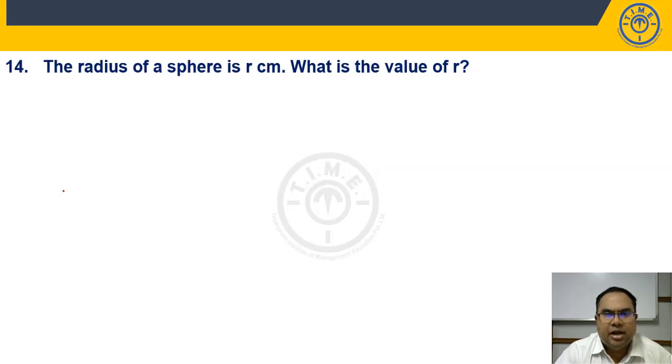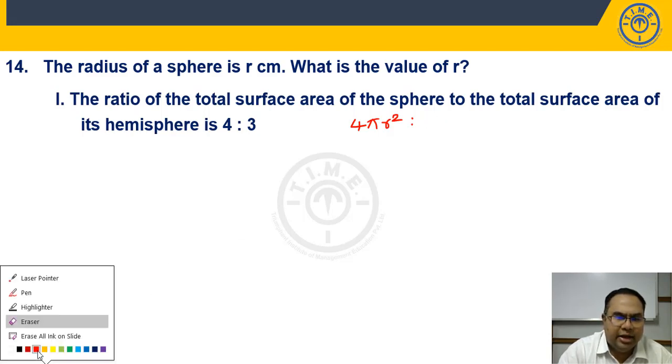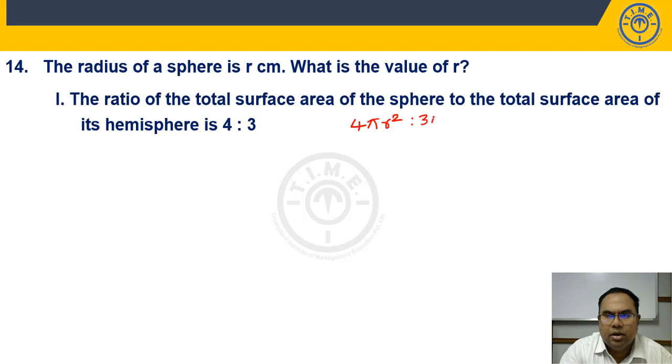The radius of a sphere is r centimeters. What is the value of r? Ratio of total surface area of the sphere to the total surface area of the hemisphere. What is the formula for total surface area of the sphere? 4 pi r square. Total surface area of the hemisphere is 3 pi r square. Pi r square cancel. I am getting 4:3. He has given 4:3. Data not sufficient.